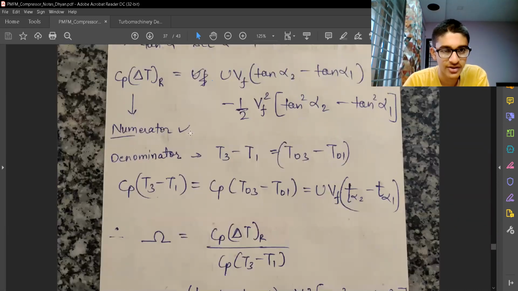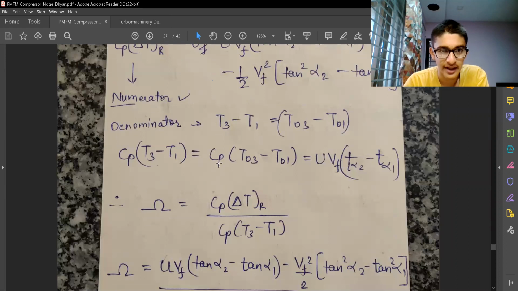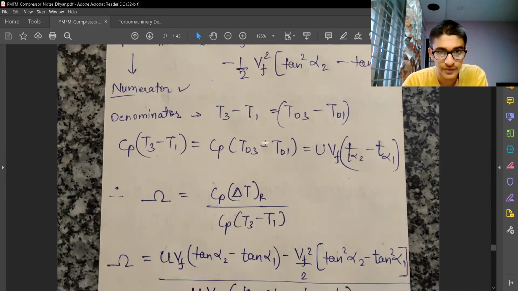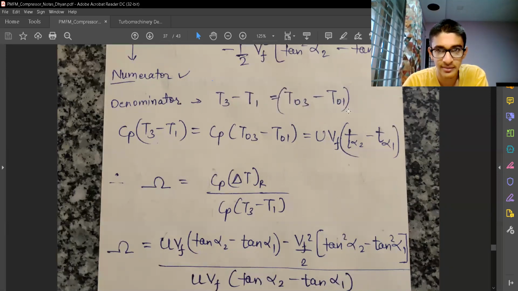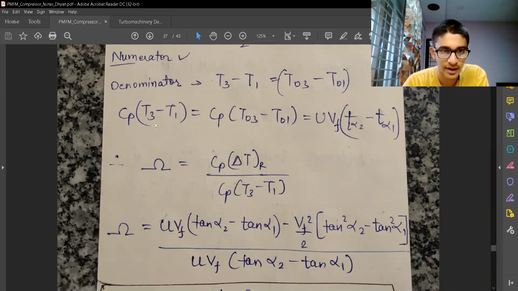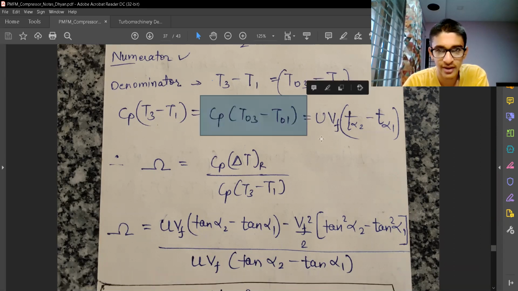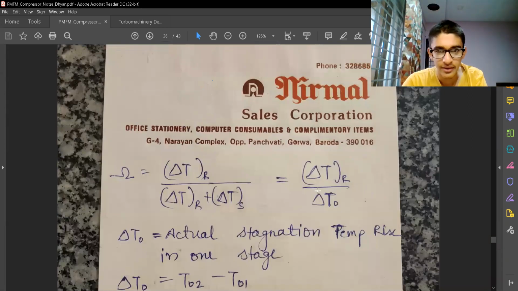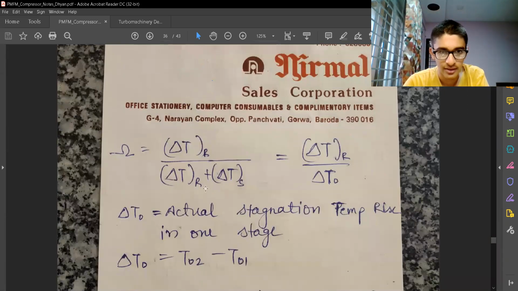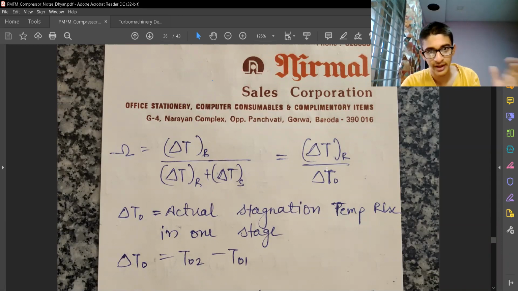So the numerator we have already sorted. Now we want to check the delta T in stator. So we can again go through this. T3 minus T1 is equal to T03 minus T01. These are the same because V3 and V1 are going to be equal. And we have written this in terms of the work. This is one expression of work, and this is another expression of work. And now we can directly define the things. So over here, the actual complete change in the denominator is from the inlet of rotor to the exit of stator.